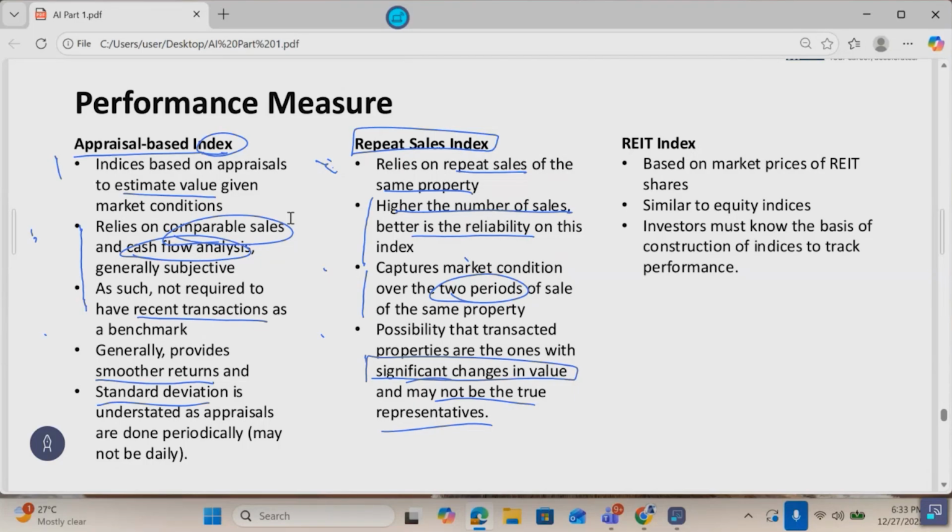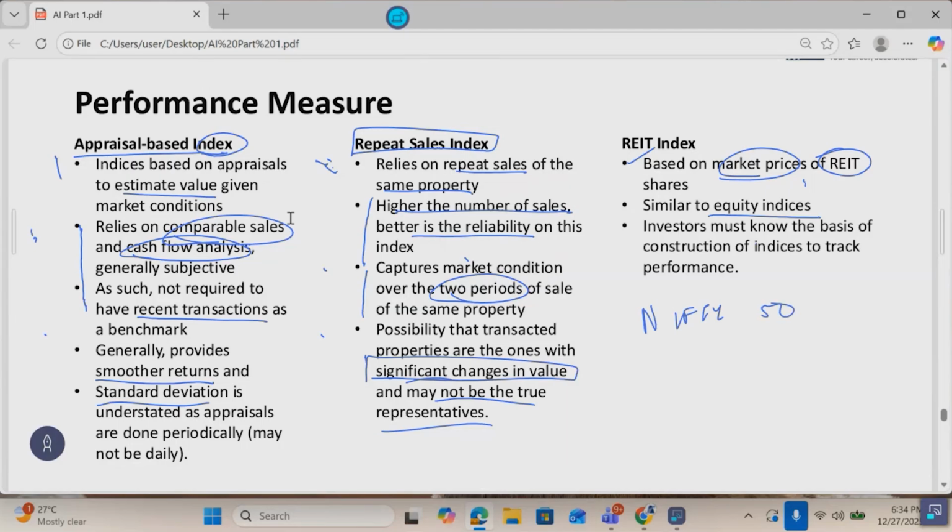REIT index. Now, you already know what a REIT is, a real estate investment trust. Here, you're looking at the market price of all the REIT shares in the market. They get a REIT index and try to find out the share price of these REITs. So you get a common index of all the REITs and take a total value. Similar to equity indices, like you have the banking index, the Nifty, the Bank Nifty, the Nasdaq, the New York Stock Exchange, right? All these are indices. Similarly, you have the REIT index, just like the Nifty 50 index.